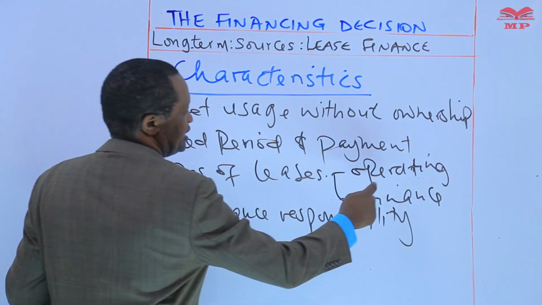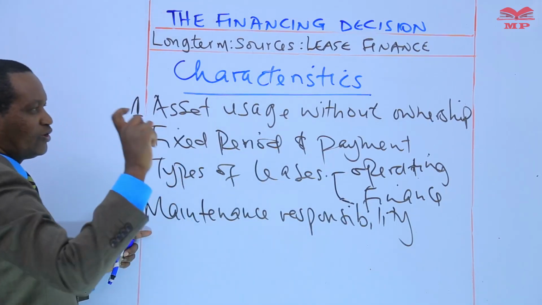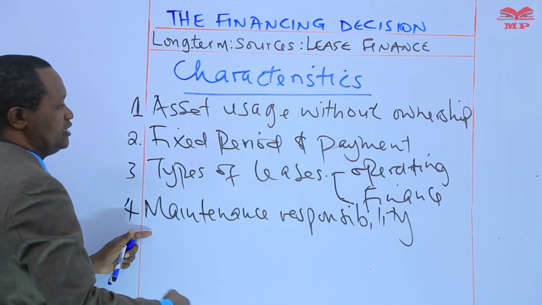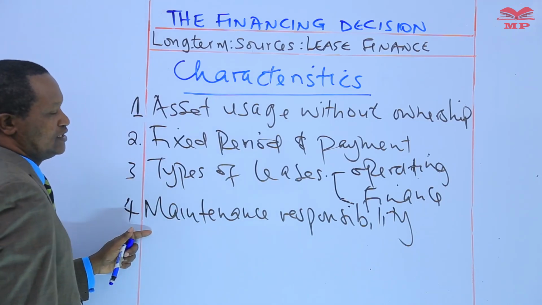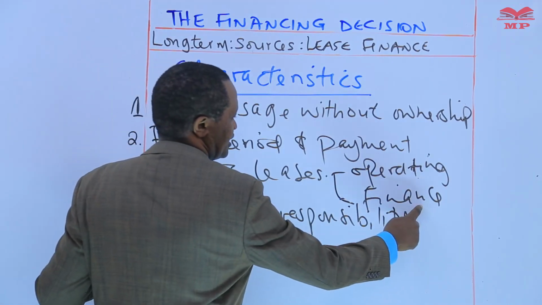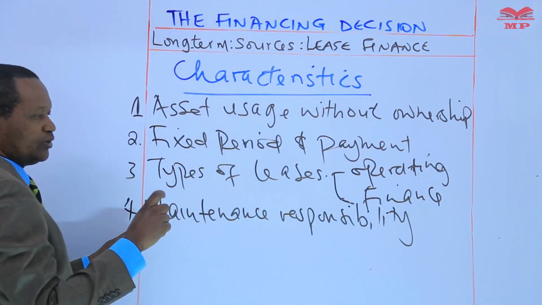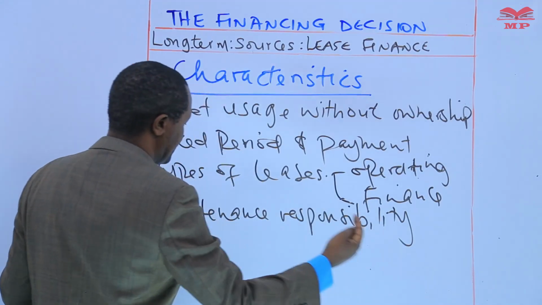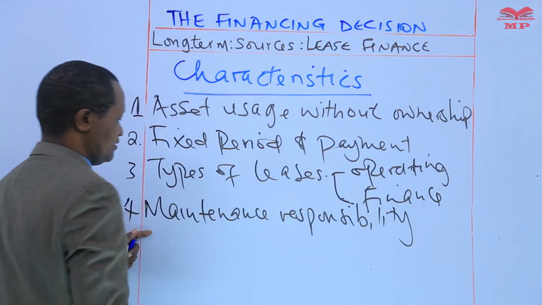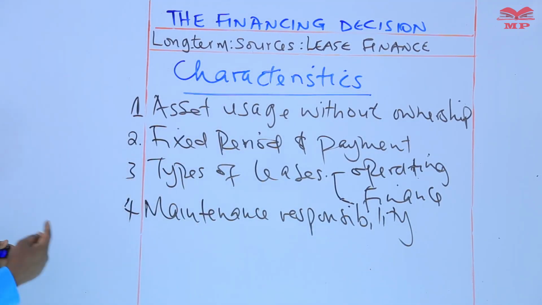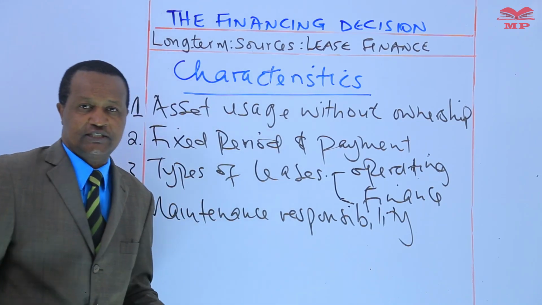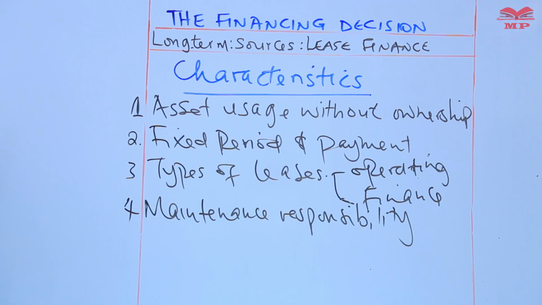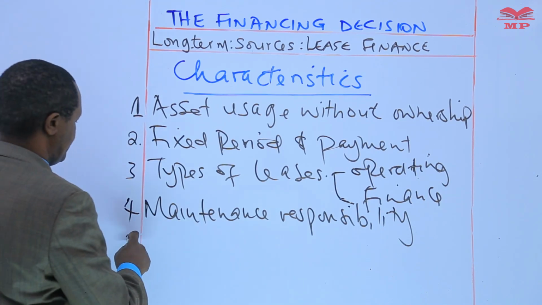As for the operating lease, the lessor, the owner of the asset, is charged with the responsibility to maintain the asset. On the other hand, in a finance lease agreement, the lessee, the one who uses the asset, maintains the asset. So maintenance responsibility is dependent on the type of the lease. You understand? Yes.